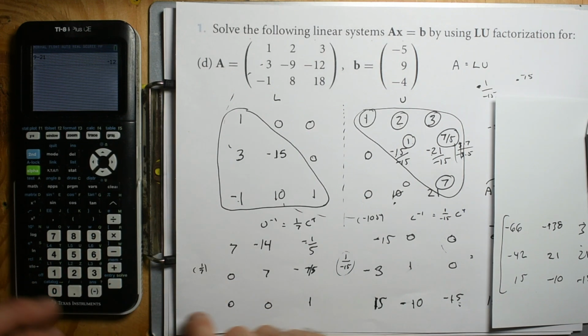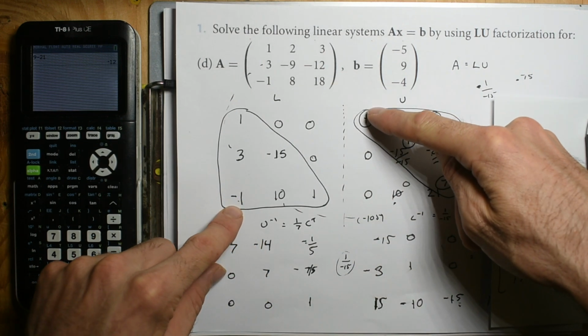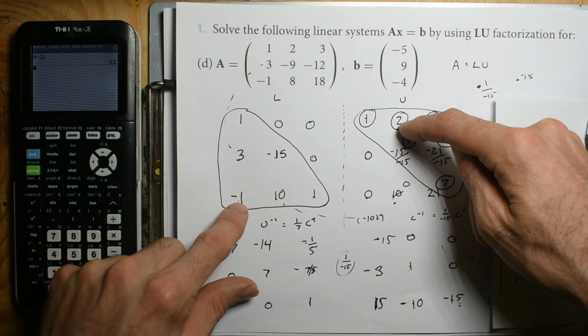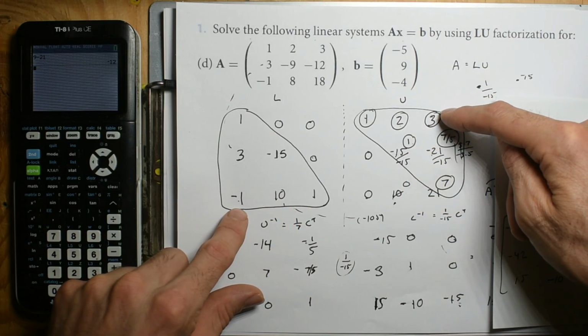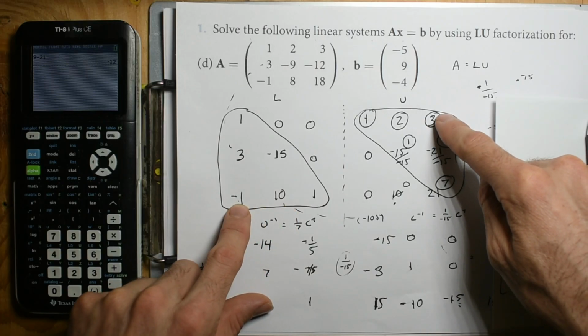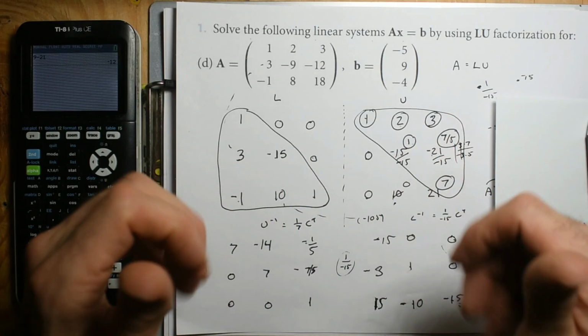9 minus 21 is negative 12. Cool. And then, yeah, so these should be good. But we'll keep on keeping on. Negative 1, negative 2, this is 8. And then we have, this is going to be 14, 7, 21, minus 3 is 18. All right, so our lower and our upper are good to go.